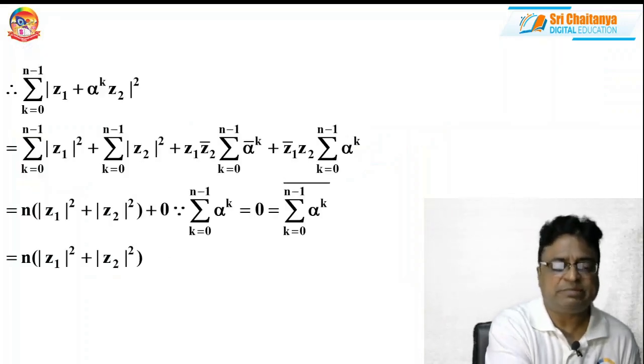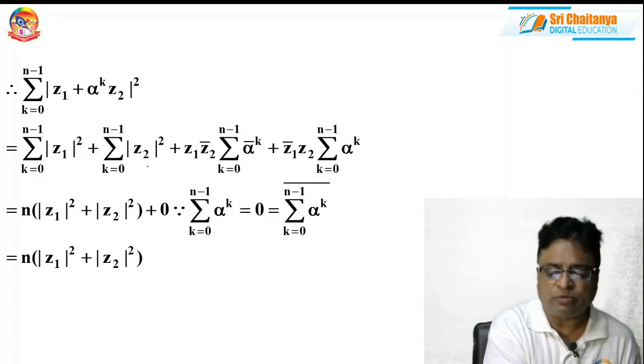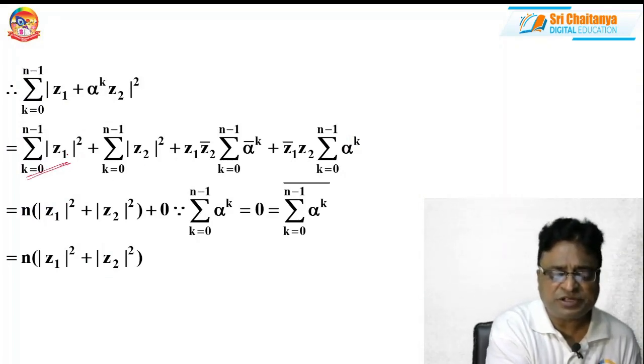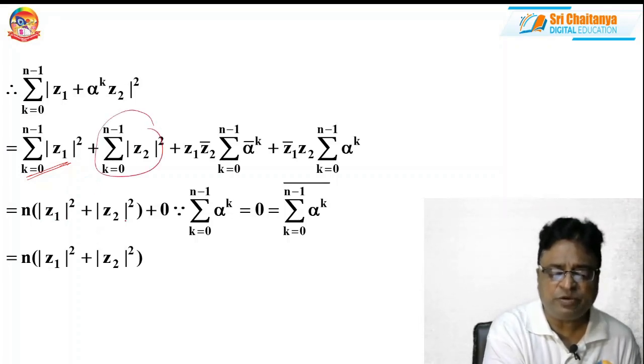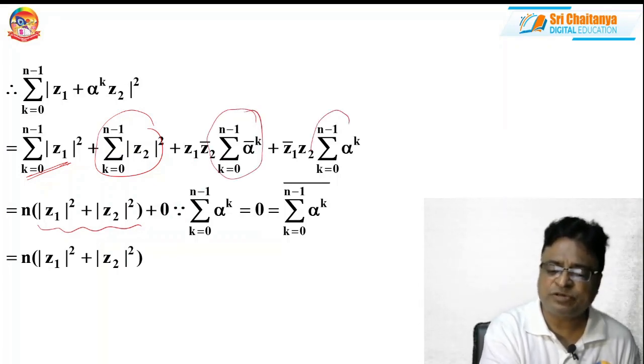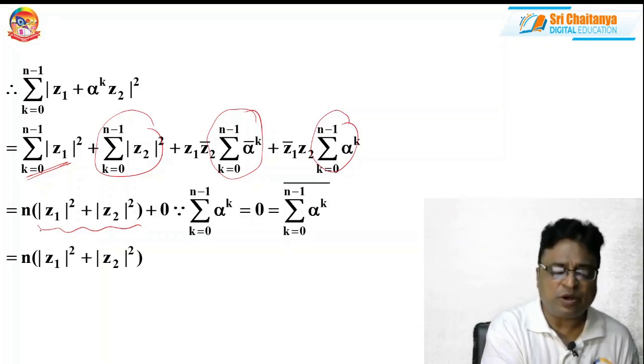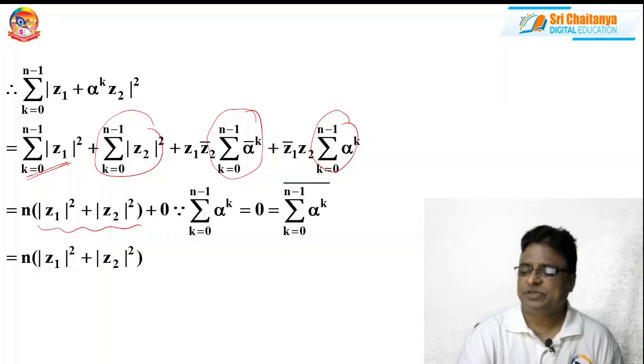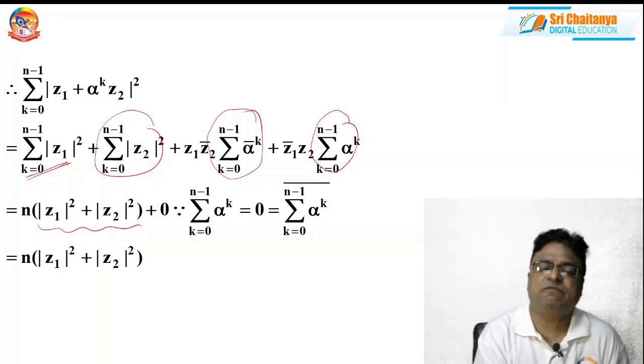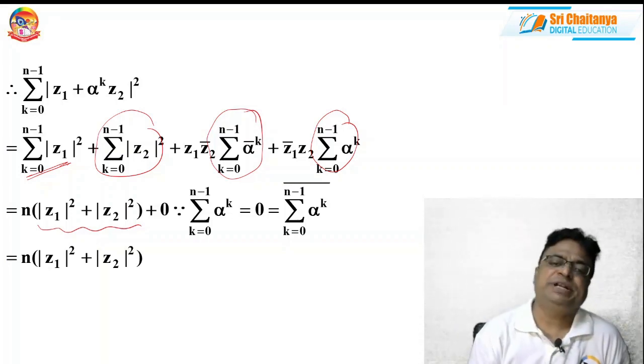Now I am applying sigma on both sides. If I have applied sigma on both sides, then this is constant. How many numbers are there in the sigma? n numbers. So n into mod Z1 square, and again this is also n into mod Z2 square. So better you take n as common, n into mod Z1 square plus mod Z2 square, plus this is 0, because the sum of the nth roots of unity is 0. If the sum of the nth roots of unity is 0, their conjugate sum is also 0. That's why I got n into mod Z1 square plus mod Z2 square. So this is the brilliant application of the nth roots of unity. Okay.